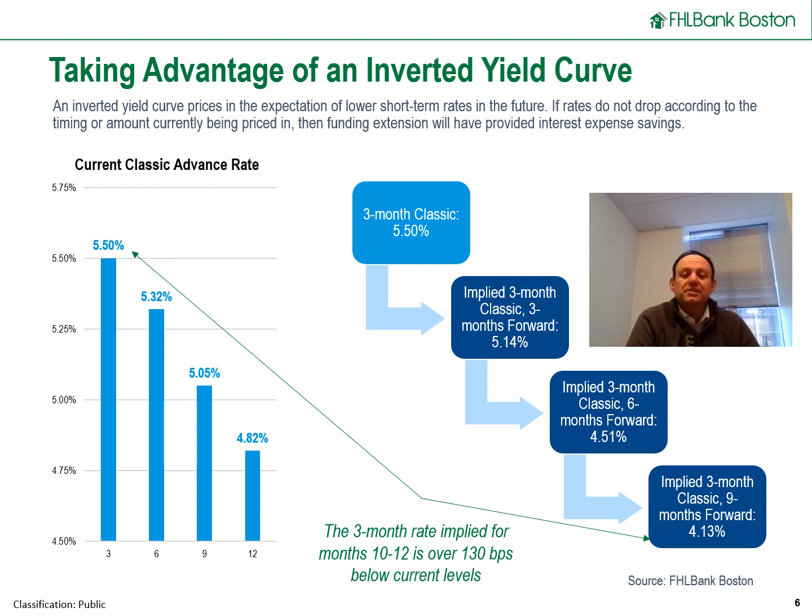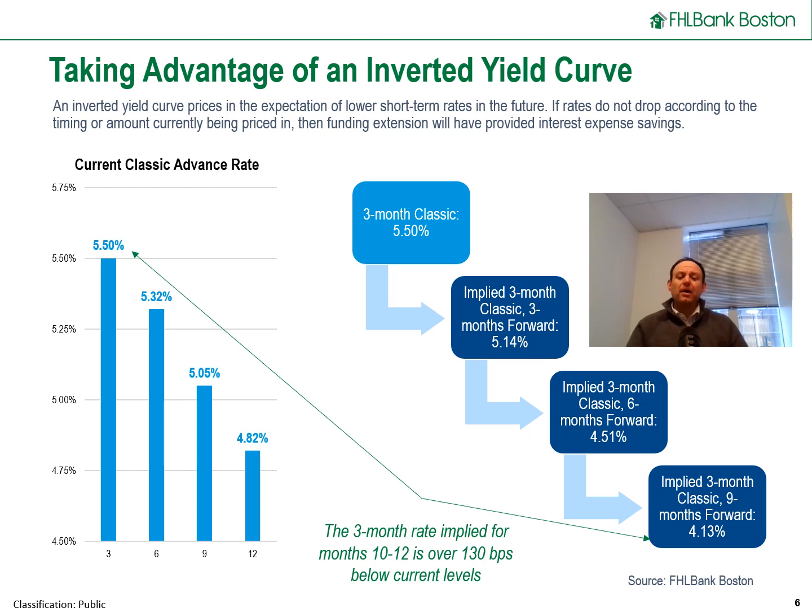So in this example here, what's implied for months 4, 5, 6 from the shape of the current yield curve is that the 3-month rate 3 months into the future is lower. It's at 5.14 today. For that next period of 3 months, months 7, 8, 9, it's even further down, 4.51. And then for those last months, 10, 11, 12, it's that much further down.